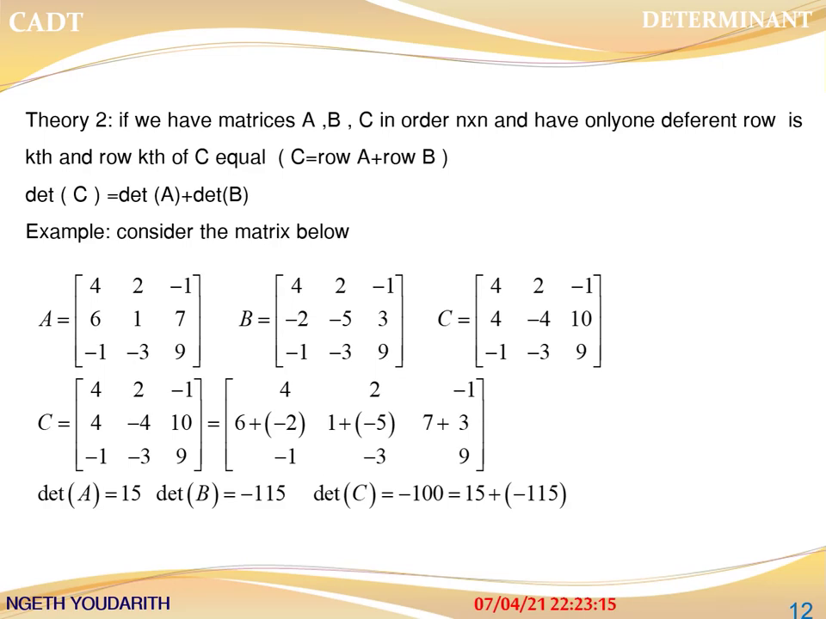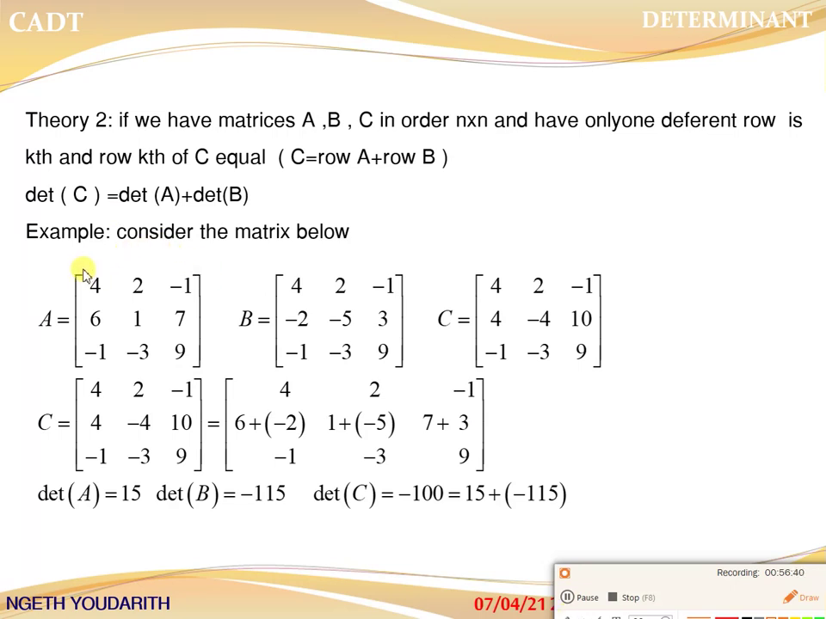And the next is theorem 2. If we have matrices A, B, C of order n by n that differ in only one row, row k, and row k of C is equal to row k of A plus row k of B, then the determinant of C is equal to determinant A plus determinant B. Please consider this matrix. We look at all three.